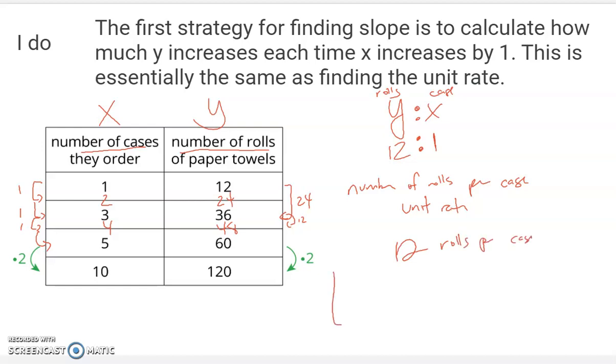So if I graphed this, which I'm not going to do, each time we did 1 case, we'd go up 12 rolls. 1 more case, 12 more rolls. Excuse me, and we'd have a slope of 12. Each time you went over 1, you'd go up 12. Over 1, up 12. That's the slope. How far do you go up each time you go over 1 on the x?